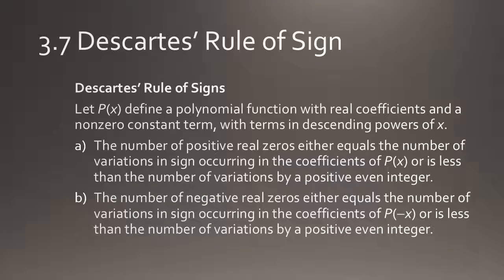Now you can figure out the negatives in a similar manner. What you do is you put in a negative x for all the x's, and you simplify it. What that means is if you have an x to an even power, that negative x is going to end up being positive after all. So you put in negative x for all your x's, and you do the same type of count. You count how many times the sign changes between negative and positive, and then the number of real negative zeros could either be that number or less than that by 2.